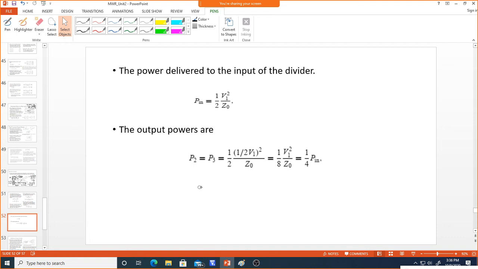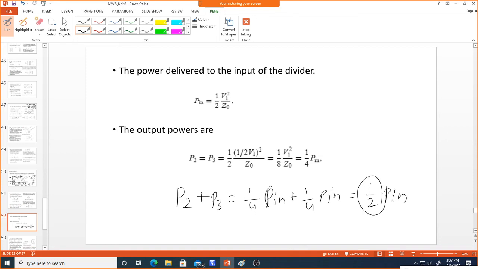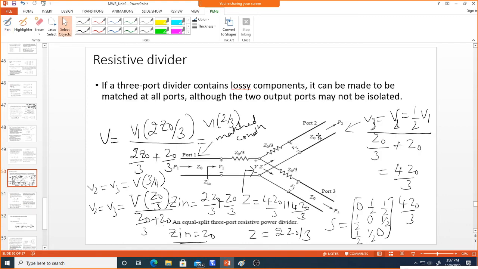Now if I add the total power, that is P2 plus P3, it will be equal to 1 by 4 P in plus 1 by 4 P in, that is equal to 1 by 2 into P in. That means only half of the power is going to be delivered. So the total power at port 2 and port 3 is only half of the total input power delivered.